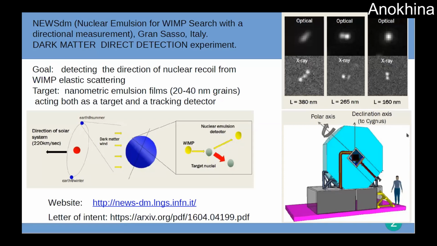for dark matter models. The target of the NEWSdm experiment is the nanometric emulsion films: a plastic base with emulsion with 20-40 nanometer grains developed at Nagoya University in Japan. And this emulsion acts both as a target and as a tracking detector in the NEWSdm experiment.